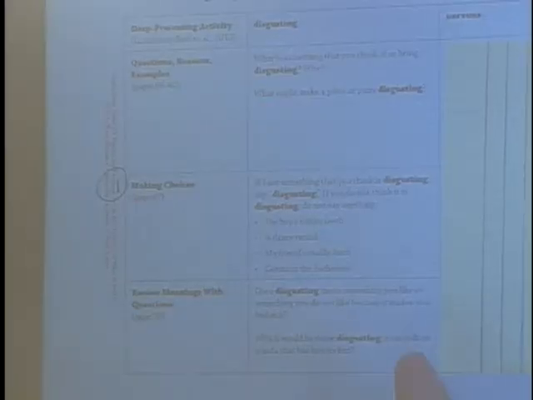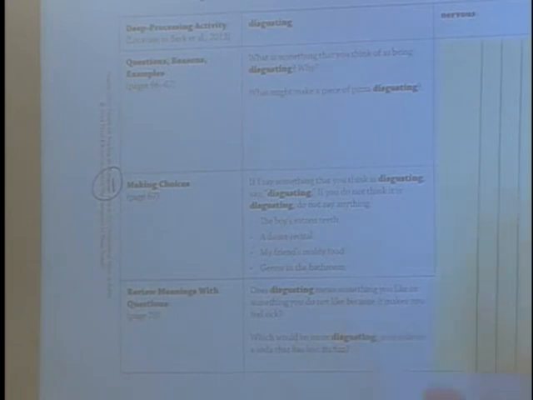Partner, develop an example for a making choices activity using the word nervous and write it in the space provided on the right side of your handout. Okay? I'll give you a couple of minutes to do that. We're just looking at making choices, and we're looking at the word nervous.